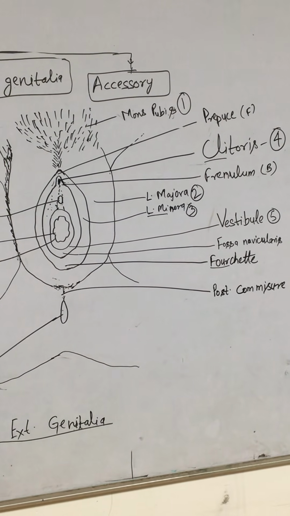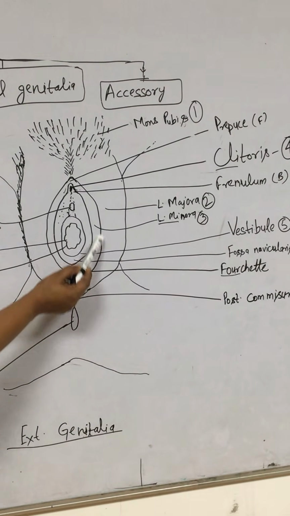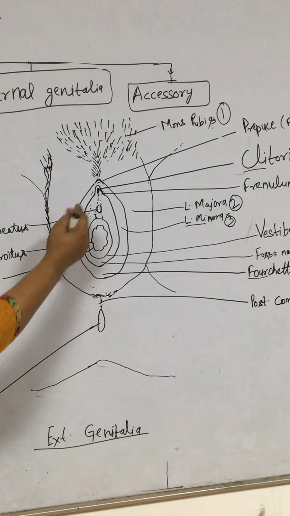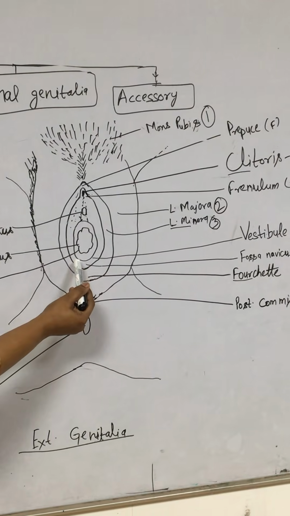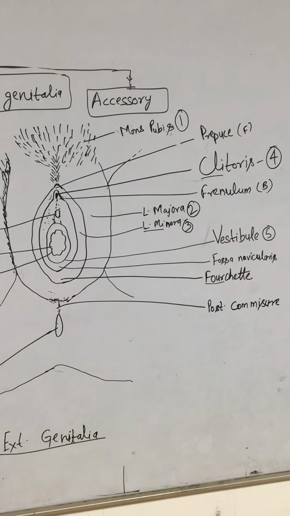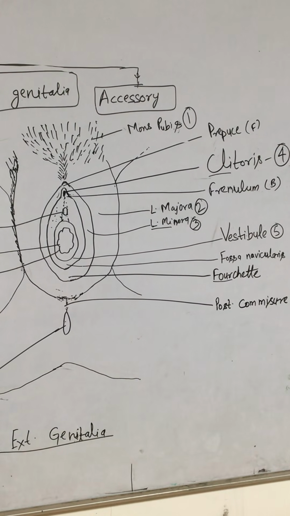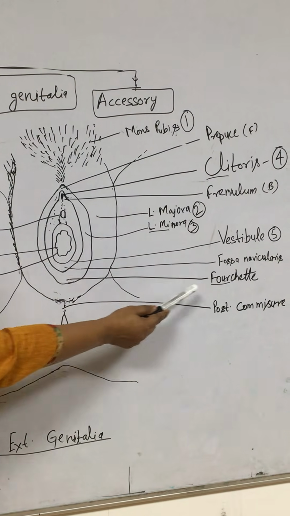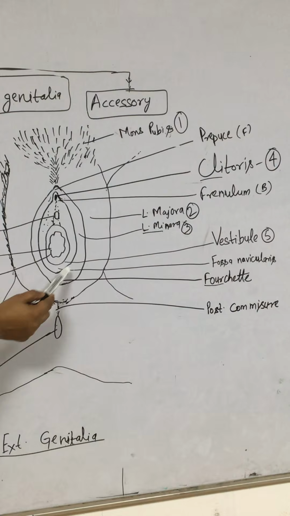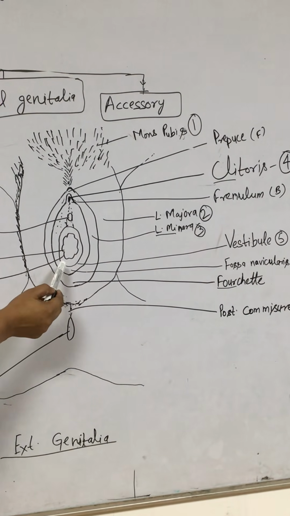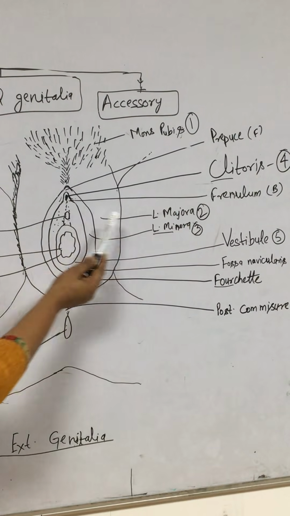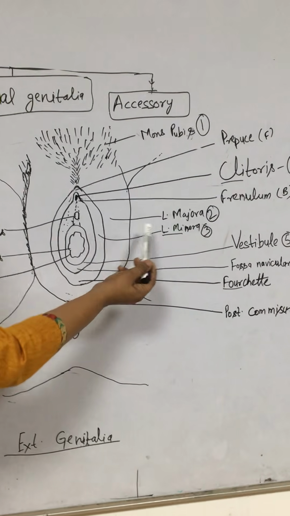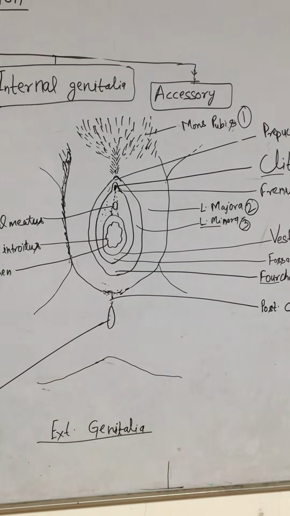And next is the vestibule. This triangular space just below, लेबिया माइनोरा के अंदर जो भी ये ट्रायंगुलर सा स्पेस दिख रहा है, दिस इज कॉल्ड द वेस्टिब्यूल. And its boundary: the anterior boundary is the clitoris, posterior is the fourchette, and the two lateral boundaries are the labia majora, one on the right and left side of the labia minora.